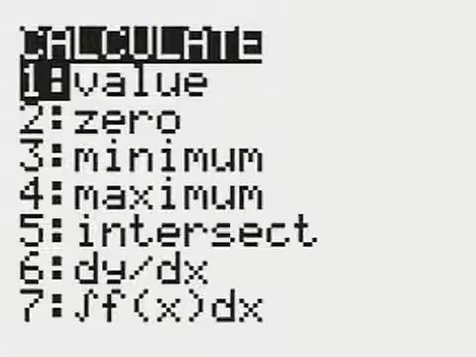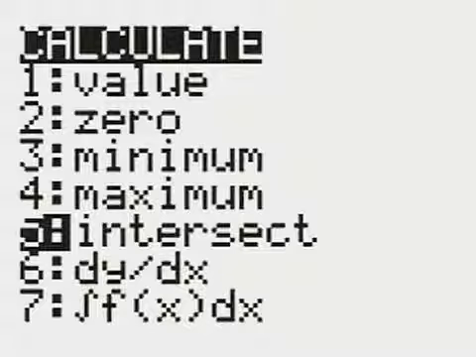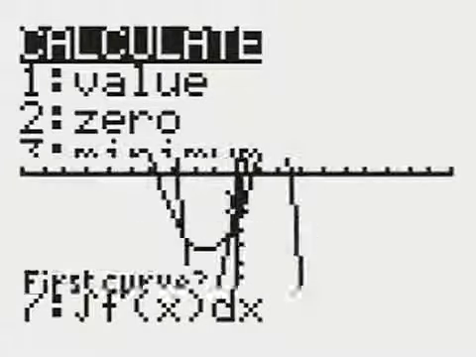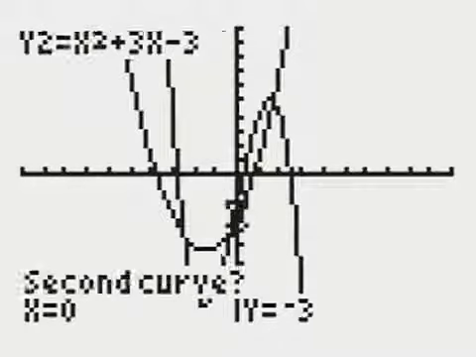We're going to do this by going back to our calc menu, the second in calc, and here we need to use option number 5, the intersect option. We'll pick that. It says first curve, so we need to make sure the cursor is on y1. If you look at the top of our screen, we see that it says y1. It's telling us that our cursor is actually on y1. Since that's our first curve, we'll hit enter to select that.